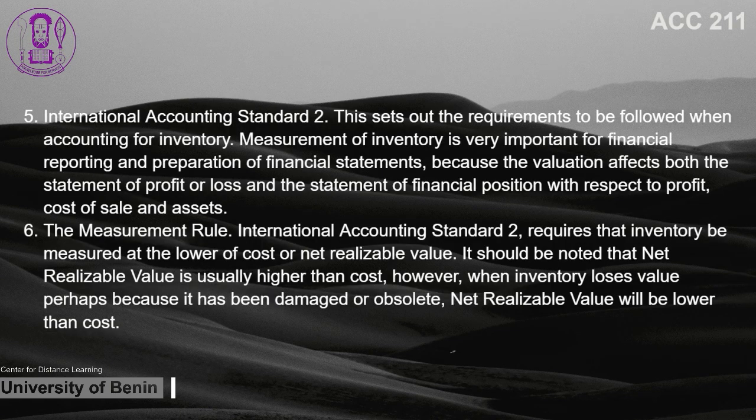5. International Accounting Standard 2. This sets out the requirements to be followed when accounting for inventory. Measurement of inventory is very important for financial reporting and preparation of financial statements because the valuation affects both the statement of profit or loss and the statement of financial position with respect to profit, cost of sale, and assets. 6. The measurement rule. International Accounting Standard 2 requires that inventory be measured at the lower of cost or net realizable value. It should be noted that net realizable value is usually higher than cost. However, when inventory loses value, perhaps because it has been damaged or obsolete, net realizable value will be lower than cost.